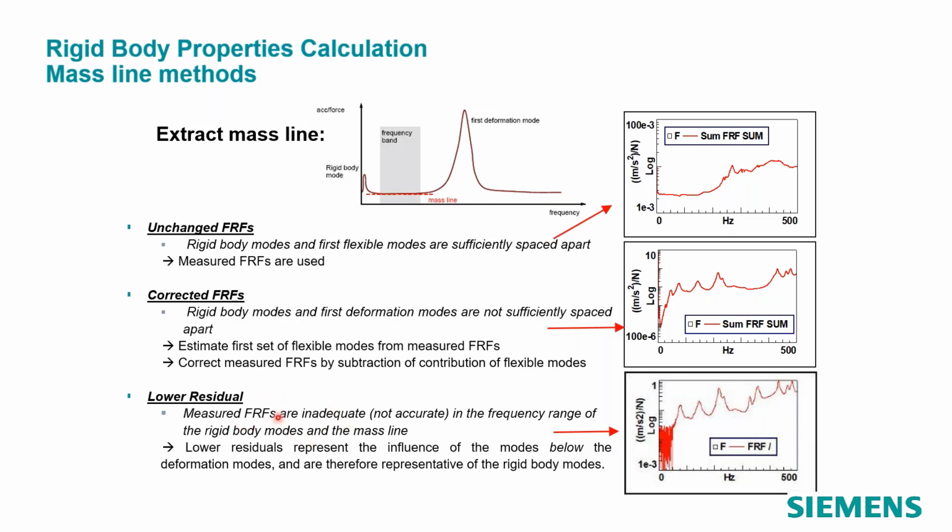So there the measured FRFs aren't adequate in the frequency range of interest. Lower residuals represent the influence of the modes below the deformation modes, and therefore representative of the rigid body modes. So we're going to use the lower residual terms in that third method. So those are the 3 methods we're going to have. The first one doesn't change the FRFs at all. The second one modifies the FRFs using the synthesized FRFs. And the third one uses a lower residual term on mode calculation to calculate the rigid body properties.